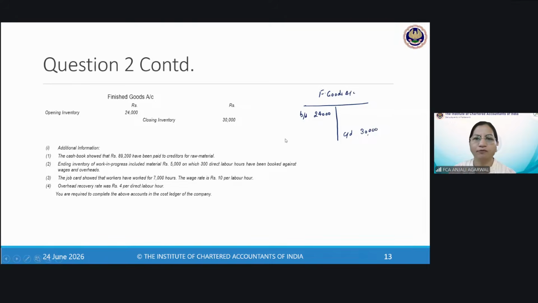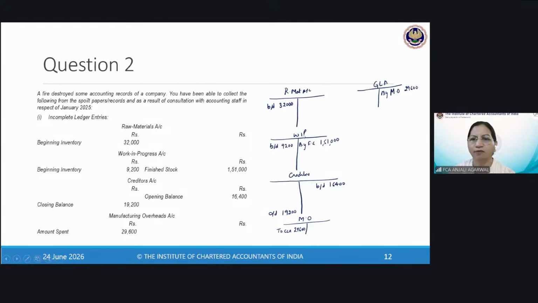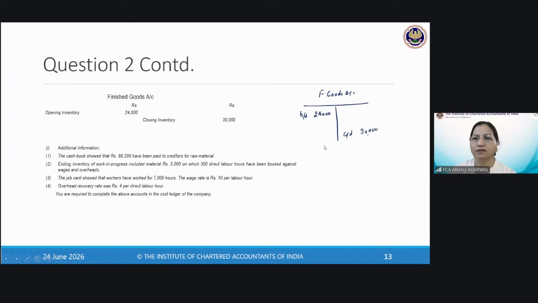But one information about finished goods we had here, that from work in progress, finished goods transferred was 151,000. So this entry we will also post, 1,51,000. Okay. So you have opening stock of 24,000 in finished goods and 1,51,000 is coming from work in progress. Carry down is 30,000. So to some extent, this tells us how much is the cost of goods sold. Okay, but let's first look at the additional information.